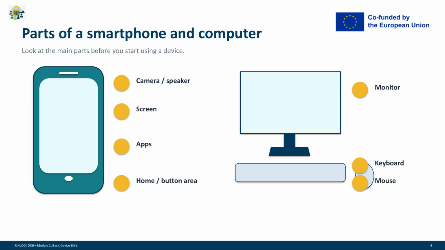Before using a device, it is useful to know its main parts. On a smartphone, the screen is the part we touch and look at. We use it to open apps, read messages, write text, and search online. The camera helps us take photos or join video calls. The speaker helps us hear sounds, calls, and videos. Some phones have buttons on the side for power and volume. On a computer, the monitor or screen shows information. The keyboard helps us type. The mouse helps us click, choose, and move around the screen. When we understand these parts, we feel less afraid of the device.